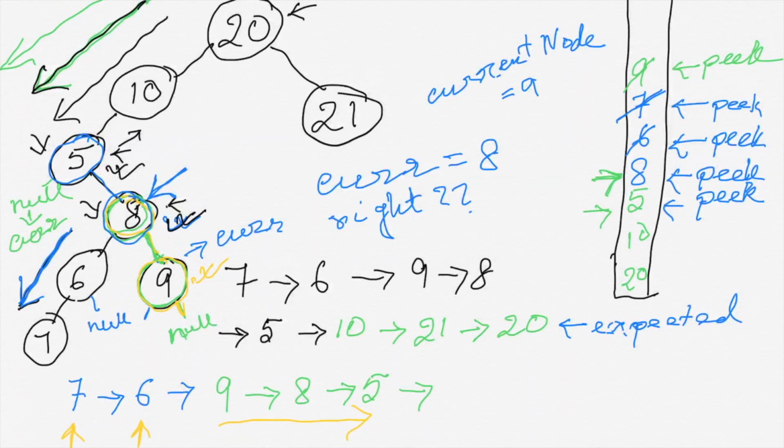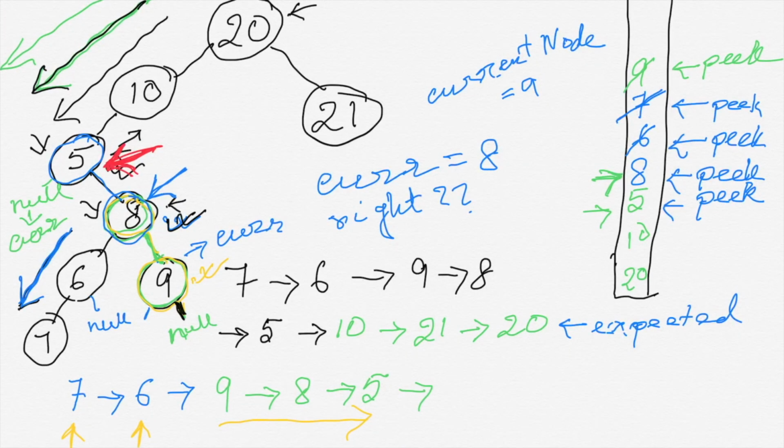5 is the left child of 10. It is not the right child of any other node. So we visit and process it, which means we print 5 and we stop checking for any other parent. I would show you.